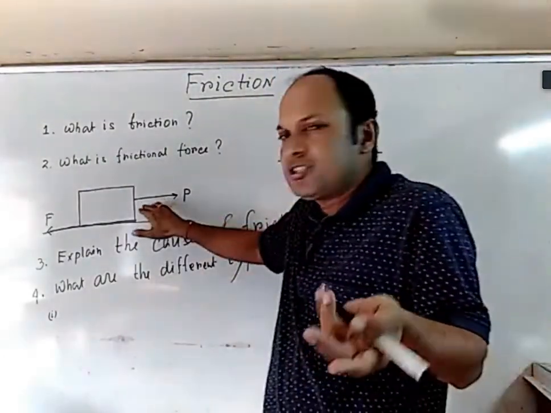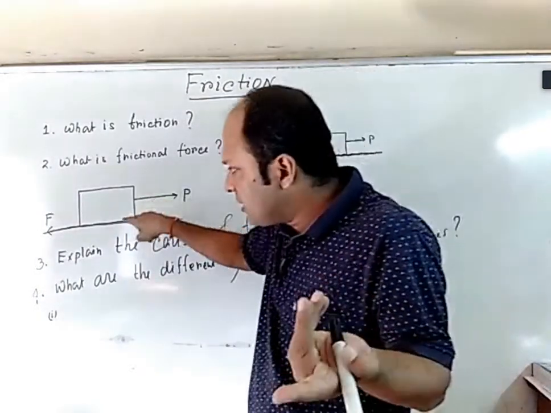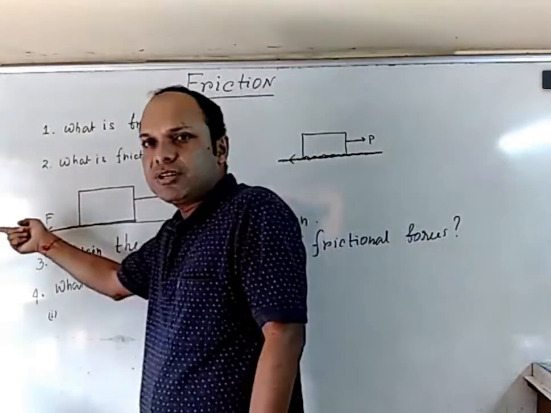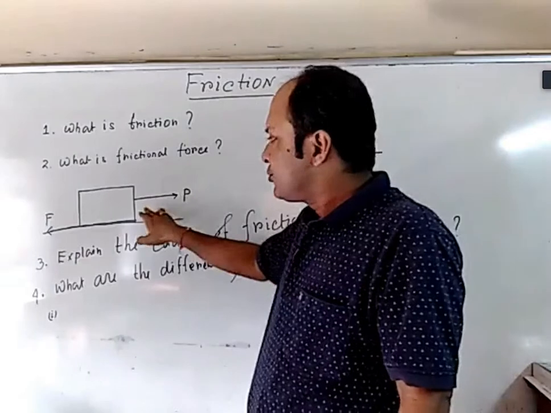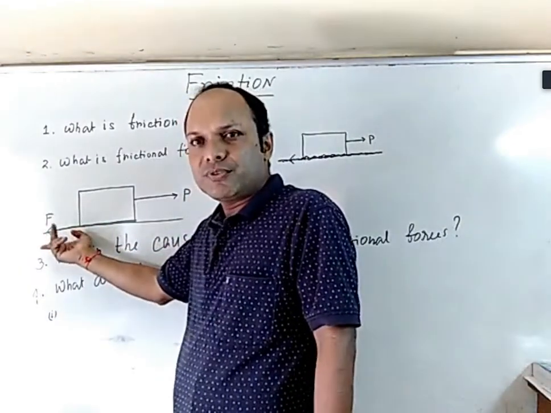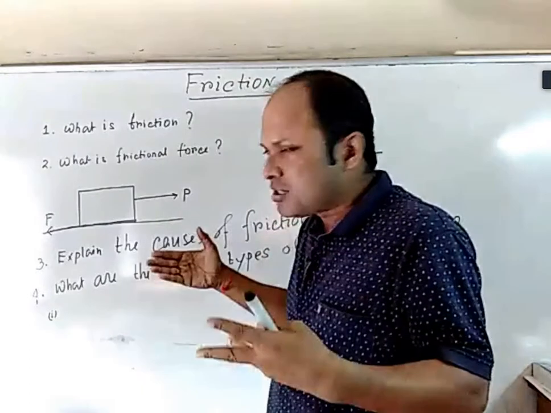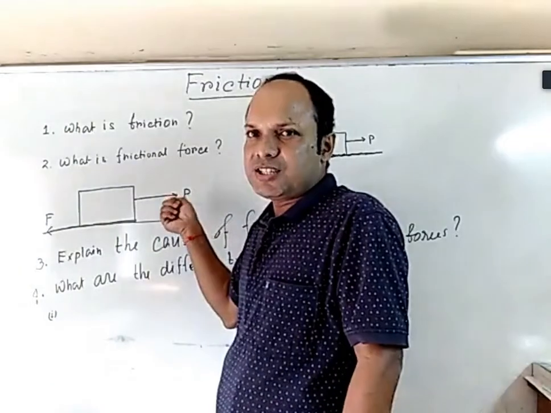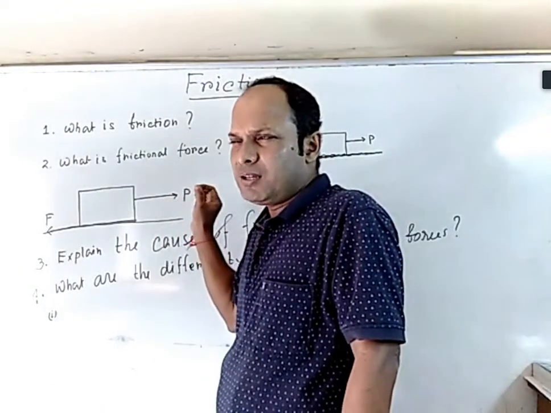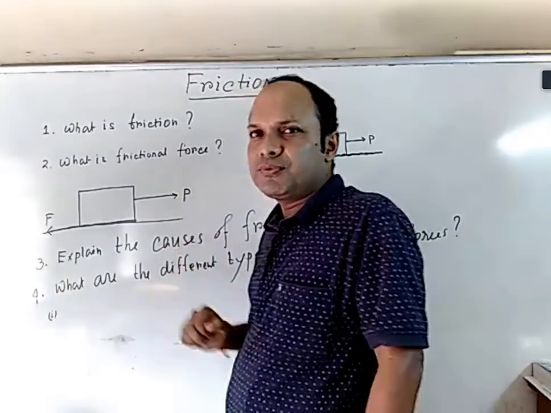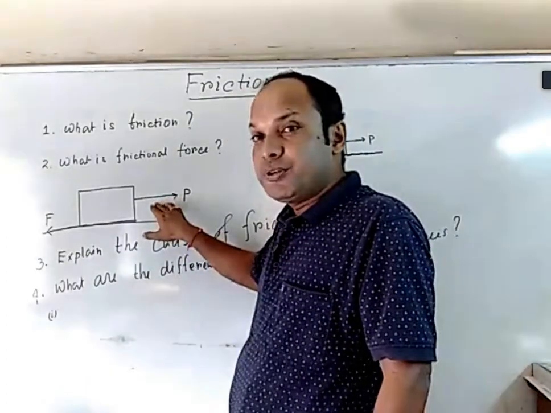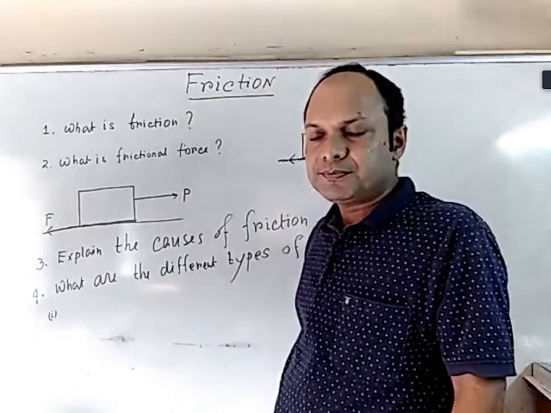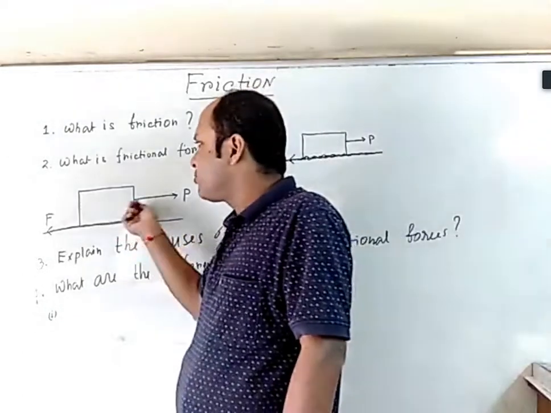Now, 1 Newton force is not able to move the object, it is static. Then at that stage, 1 Newton frictional force will develop here. I am applying 2 Newton, there is a 2 Newton frictional force already developed. 3 Newton, there is also a 3 Newton frictional force. At 5 Newton, I feel that I may be able to move the object, but I am not able yet. After 5 Newton, if I apply 5.1 Newton force, then the object is moving.